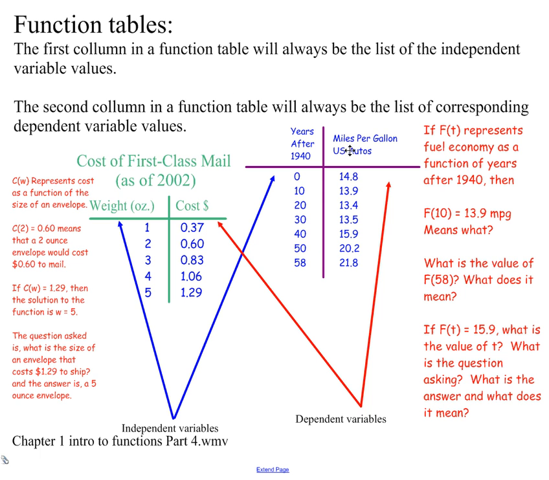Here, this one is miles per gallon, so how efficient a car is depending on when the car was built. And so we go all the way up to 1998 from 1940, because it's years after 1940. So the statement f of 10 equals 13.9 has a direct translation. Your job would be to translate this into English. So if f of 10 equals 13.9, what does that mean in English?